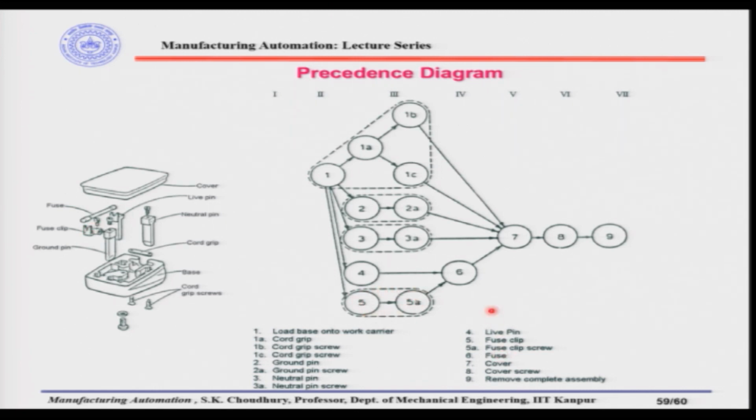Then it is 6, which is the fuse. After the clips are made, the fuse is mounted or assembled. After that, this is the cover, then the cover screw, and then remove complete assembly.